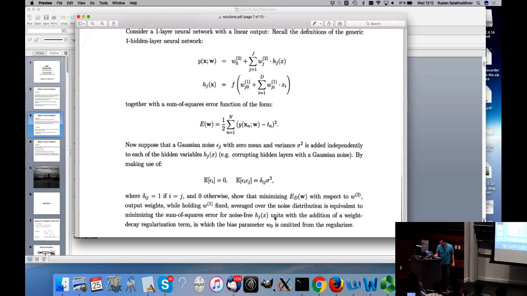And the goal was to show that what this does is you can write this down as a sum of the squared error for the noise-free H's with an addition of the weight decay regularization term, with addition of an L2 regularization term, right? So it's interesting what this question is asking you. In this particular neural network, if you take the first hidden layer, you add Gaussian noise, and then you do a prediction, which is just your mean squared error, your error for predicting a real valued output, it's the same as having your original model, but with L2 regularization on the output weights.